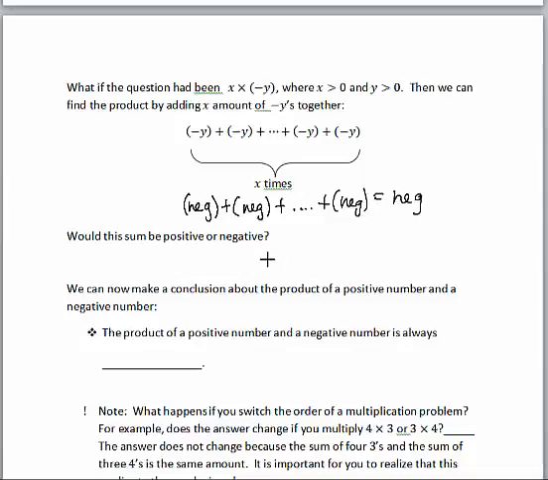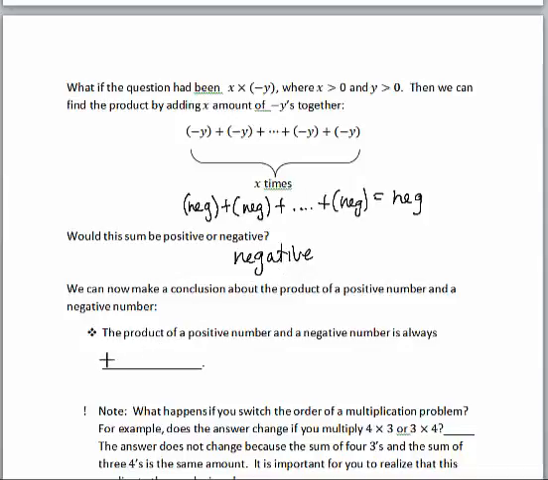And that's what we're actually trying to figure out here. Okay, what's the product going to be? It just happens that we can take the product and write it as a sum. And so if the sum is negative, then we can say that the product of a positive and a negative number will also be negative.